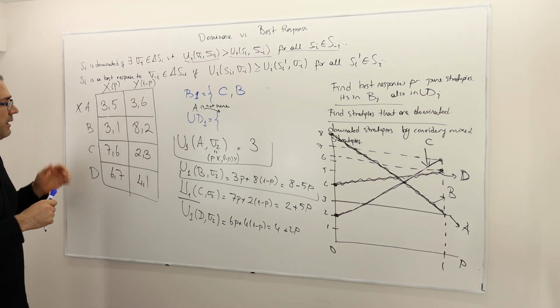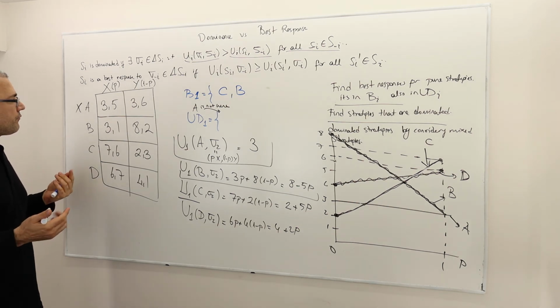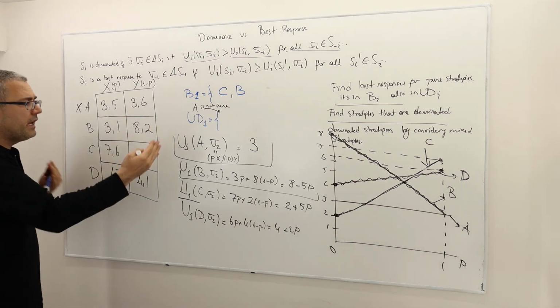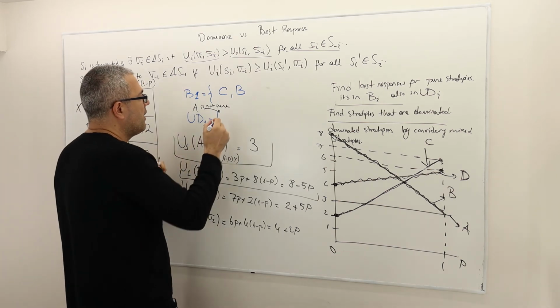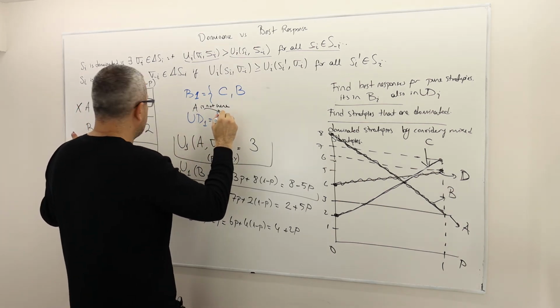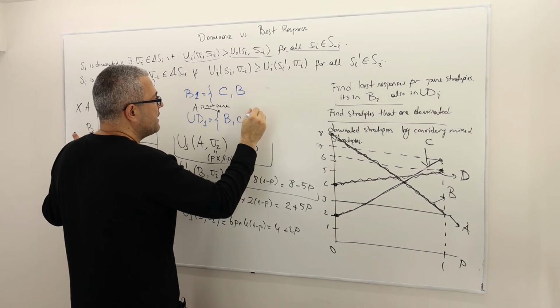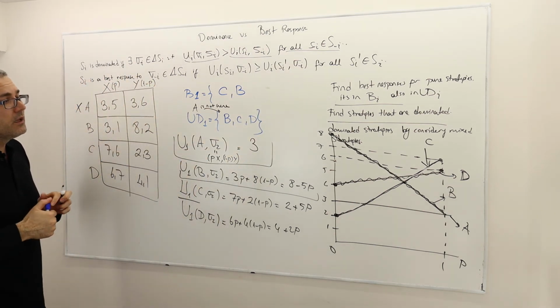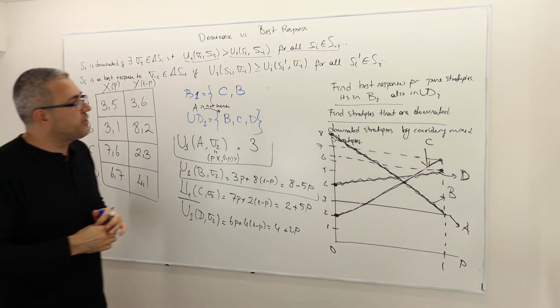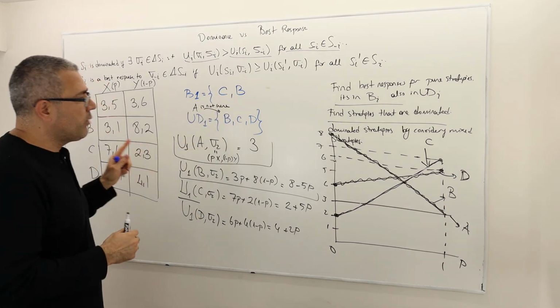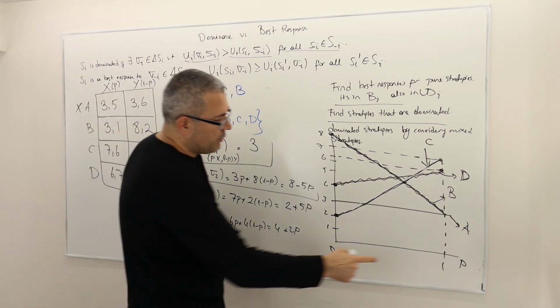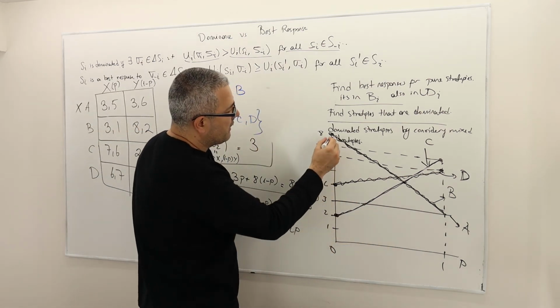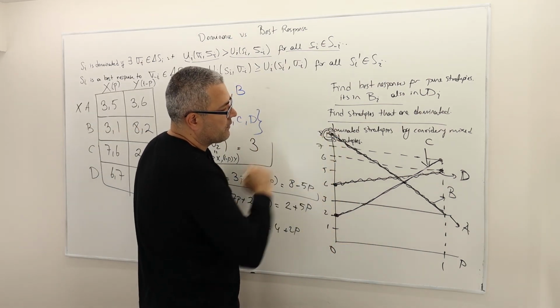All right, so that means the undominated strategies, the UD1, are everything except A. So B, C, and D. Well, what about the best responses? Well, do I really have the best responses? I mean, C and B are always best response, right? For example, when P is 0, clearly B is the best response.